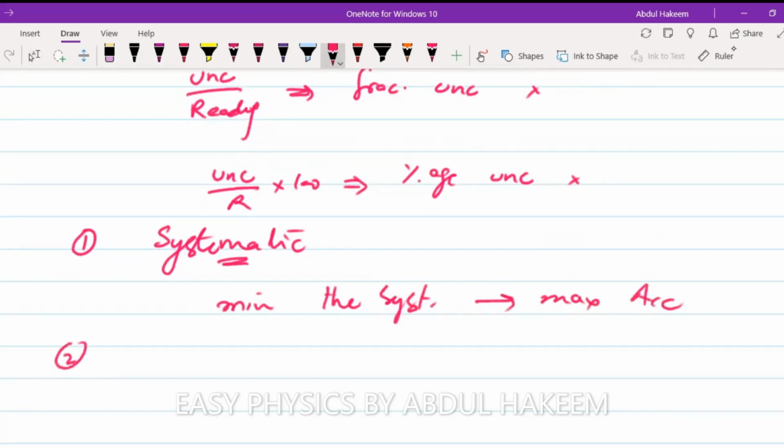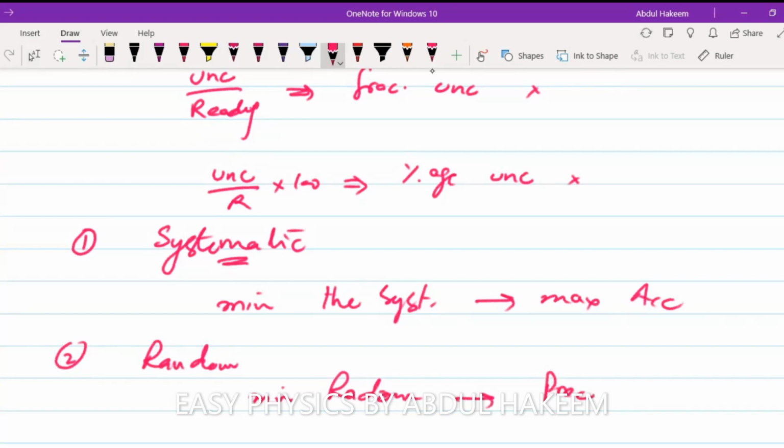And the second is the random error. This random error is due to unavoidable surrounding physical conditions, due to parallax. It fluctuates on both sides of the true value. It can be reduced by taking the average of several readings, but it cannot be eliminated completely, entirely. And the reading with the minimum random error is considered the most precise reading.